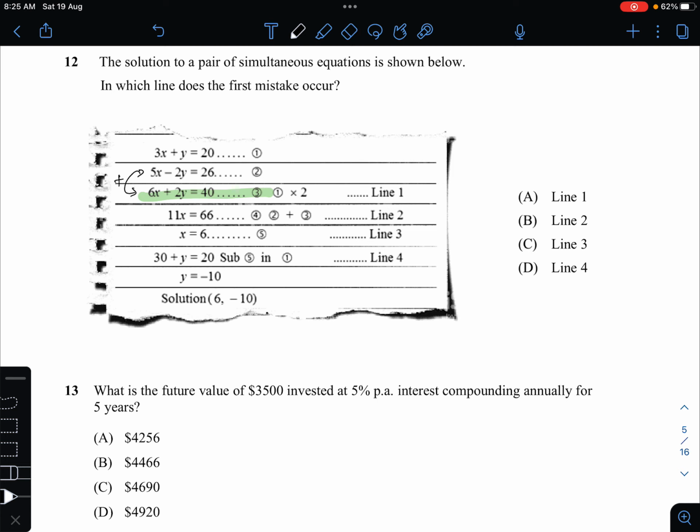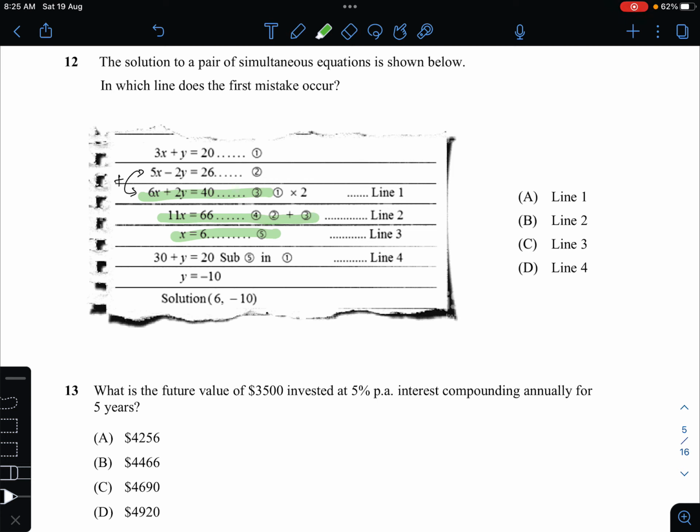Alright, so just do this on your own. 5x minus 2y equals 26. 6x plus 2y equals 40. 11x equals 66, and the y's cancel out. Therefore, this step is correct. Next, it says x equals 6, which is pretty self-explanatory. It's just dividing both sides by 11, so we can just say that this is correct.